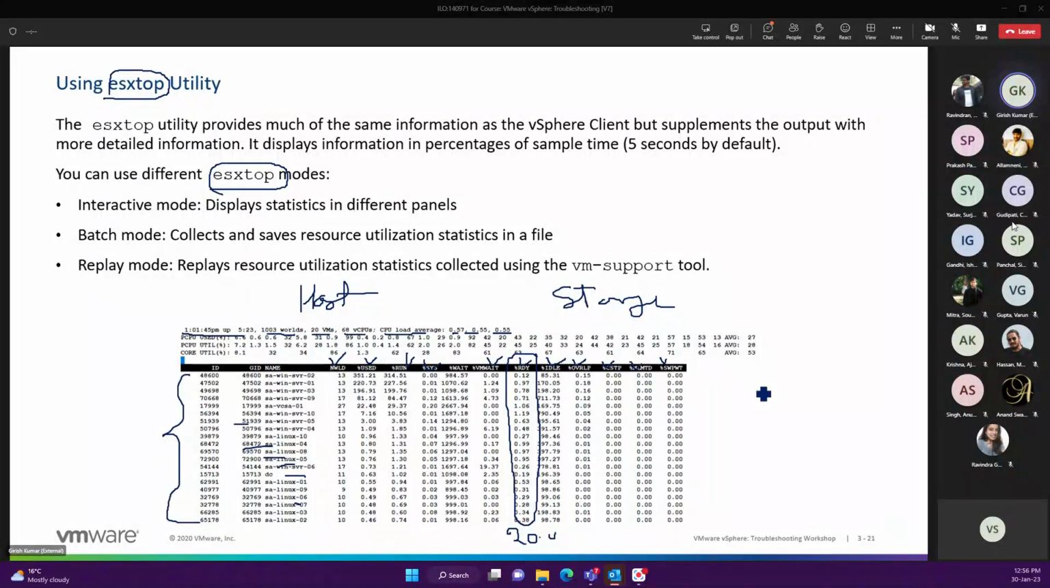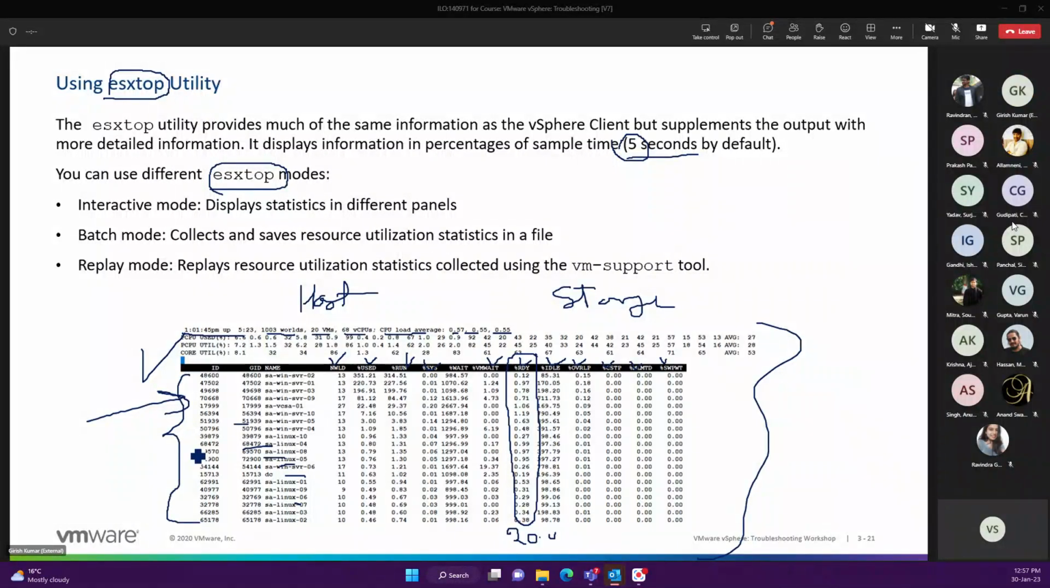By default, it gives you this information at a regular interval of 5 seconds. After every 5 seconds, it refreshes the screen with the current real-time monitoring. If you want, you can reduce the refresh time to a minimum of 2 seconds, so every 2 seconds it will show the statistics. This is also free of cost, no need to pay any extra license cost. It is a free tool we can use. Just SSH to your ESXi host and run the command esxtop and press enter.